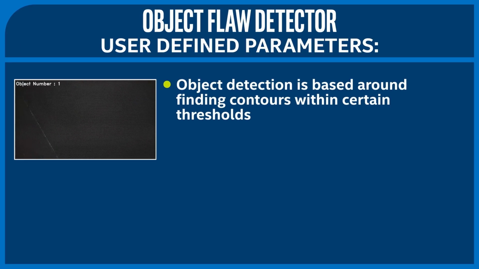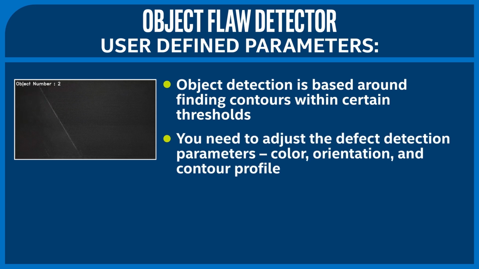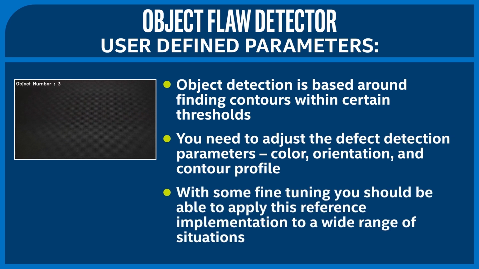Now, if you want to retool this solution to meet your needs, there are a few things to keep in mind. The object detection is based around finding contours within certain thresholds. For our example, we tuned it specifically for silver bolts against a black conveyor belt. You will have to tune the thresholds to fit your needs. Once you successfully detect your object, you need to adjust the defect detection parameters, so color, orientation, and contour profile. With some fine tuning, you should be able to apply this reference implementation to a wide range of situations.